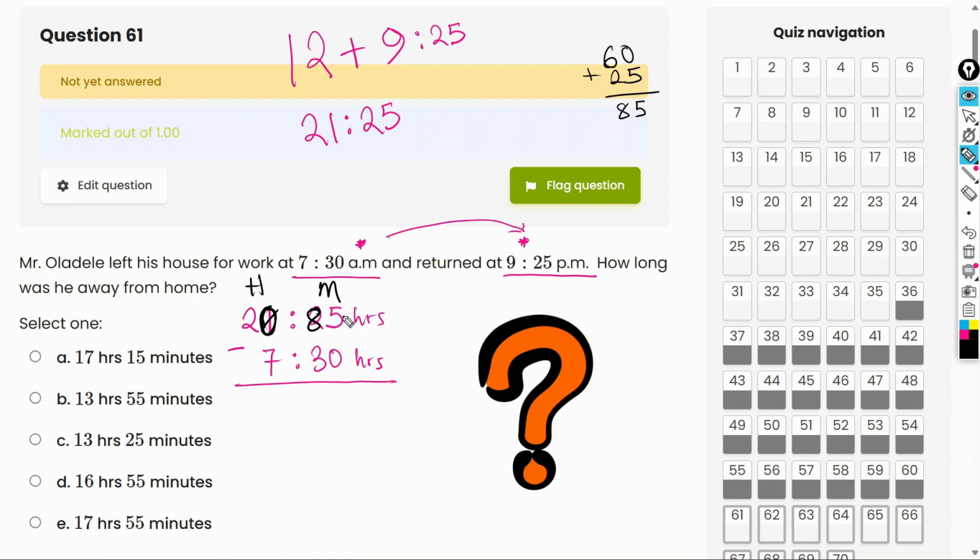Now we can subtract. 5 minus 0 is 5. 8 minus 3 is 5. 0 minus 7 wouldn't work, so we borrow 1 from here and place it here. So that's 10. 10 minus 7 is 3. 1 minus nothing is 1. So this means that he was away from home for 13 hours and 55 minutes.